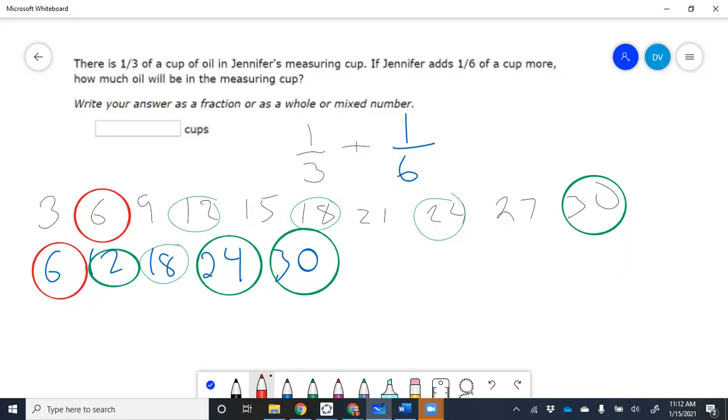Yeah, 6. The others would work, but we don't want to deal with bigger numbers. We don't have to. All right, so that's why we use the 6. Not because it's the bigger number, but because it's the easiest of all the common multiples.